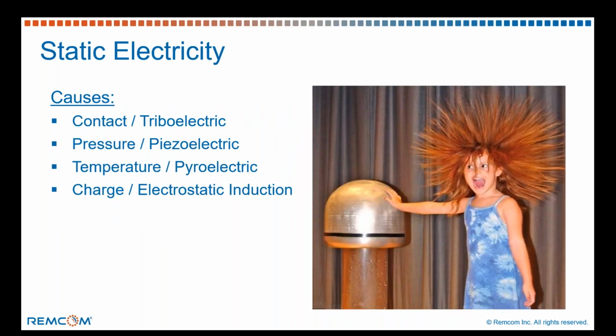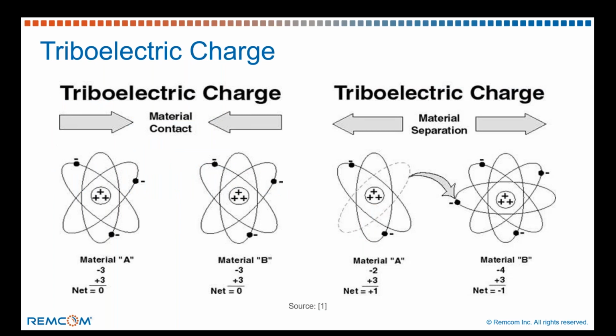So static electricity is something that everyone is familiar with, whether they know it or not. We encounter it every day. There are actually multiple causes of static electricity: contact, pressure, temperature, and charge or electrostatic induction. The most common type of electrostatic buildup encountered during manufacturing is from contact, or triboelectric, charge buildup. This occurs when two materials come into contact with each other and transfer electrons, which results in a voltage difference between the two objects.